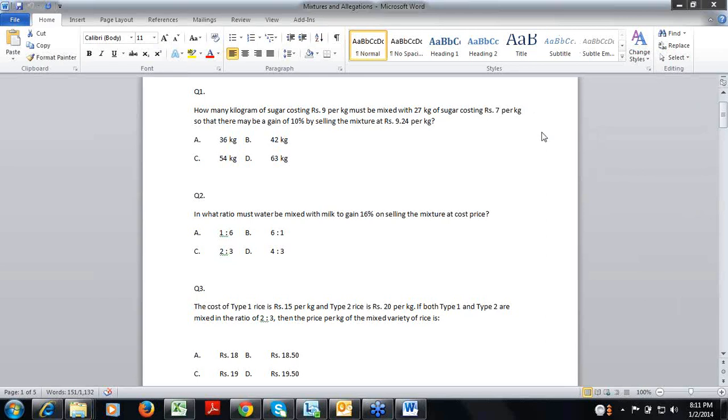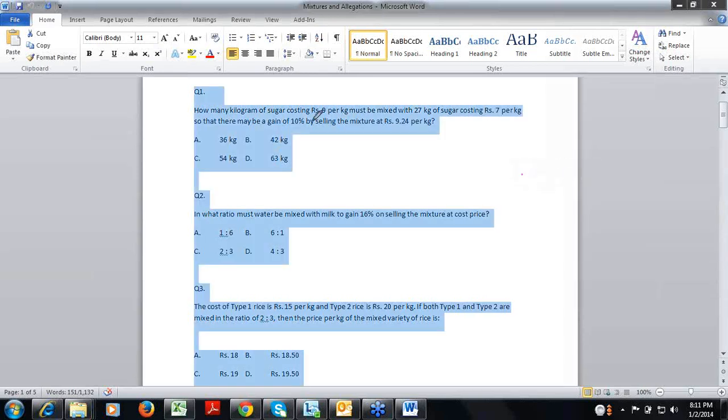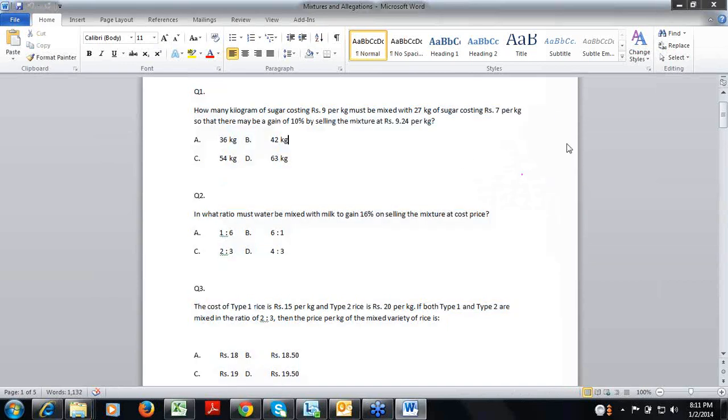Okay guys, it's 8:10, so we'll be reviewing the questions. Many of you have been giving quite right answers, so let's see. So what is the first question? First question is, how many kilograms of sugar costing 9 rupees per kg must be mixed with 27 kg of sugar costing 7 rupees per kg, so that there may be gain of 10% on the selling price of the mixture. If gain is 10%, that means cost price is what?